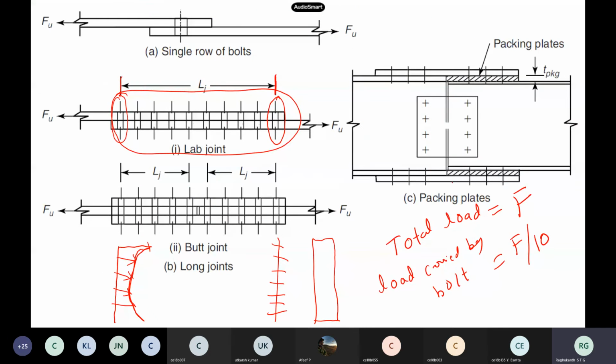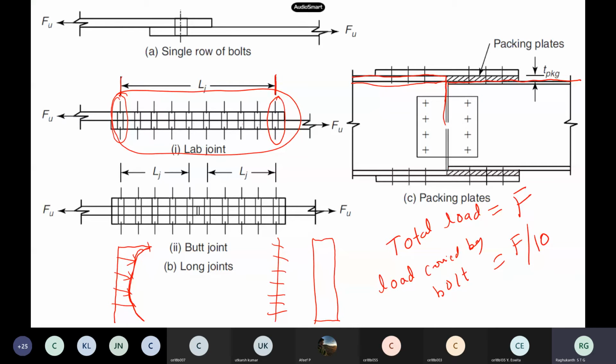I think here you can see the figure. So this is my one plate. This is my main plate which is located here. And then I have another plate which has different thicknesses.